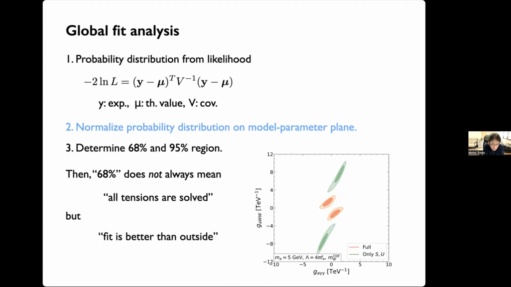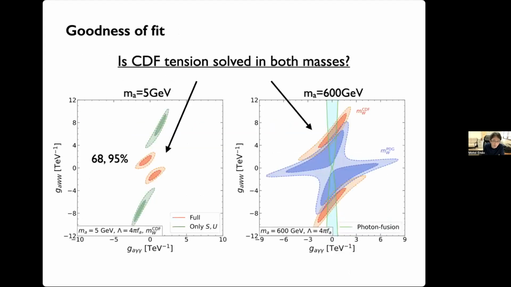This is subtle, but it means that the fit inside the 68% region is better than the outer side. I mean that this is relative. We normalize the probability distribution on the model parameter plane, so the 68% and 95% regions already appear on this plane. In that case, 68% does not always mean all the tension is solved. Therefore, the CDF tension is not always solved.